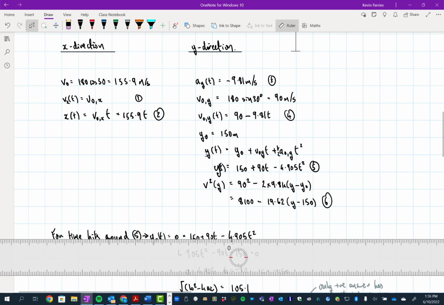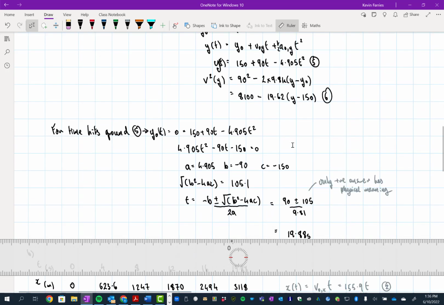I could do it another way. We could also figure out the time. We could use this equation because we know that that velocity is going to be 0. That would give us the time at which it was at the maximum height. And then we could substitute that into the equation for the height, so 2 steps instead of 1. But let's just use equation 6.